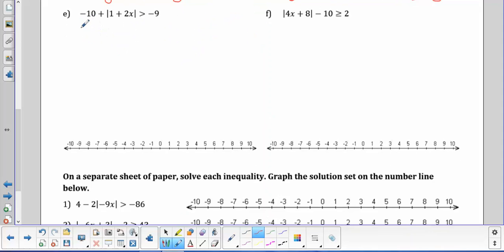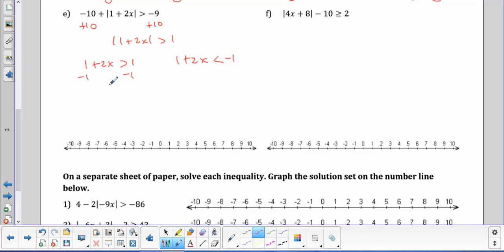Alright, last two here. Once again, get these absolute value bars by themselves. I sound like a broken record, but I'm going to continue to say it. Let's get this 10 out of the way. We get the absolute value of 1 plus 2x greater than 1. Alright, once the bars are by themselves, split this guy up. 1 plus 2x is greater than 1. 1 plus 2x is, flip the sign, less than, change the sign of the value, less than negative 1. Once we do that, we're good to go.